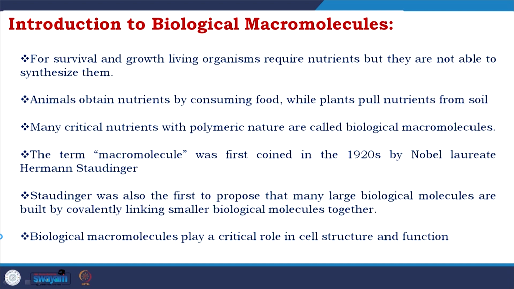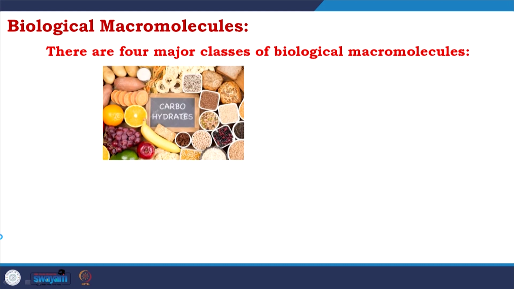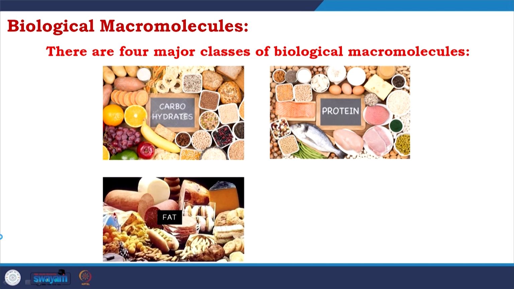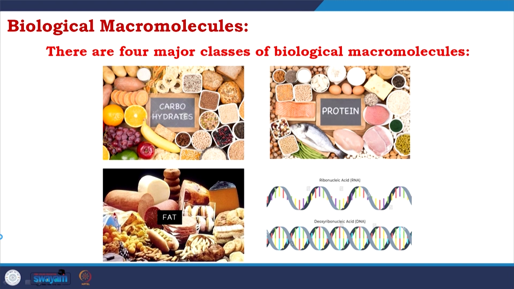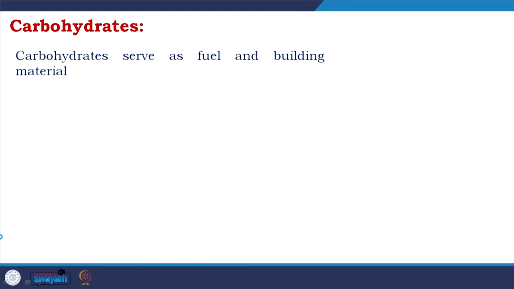Biological macromolecules play critical role in cell structure and function. There are four major classes of biological macromolecules which we are going to discuss. One, carbohydrate, protein, fat and nucleic acid. Besides nucleic acid, which comes in a different way, carbohydrate, protein, fat are part of our daily diet. Let us start with carbohydrates.